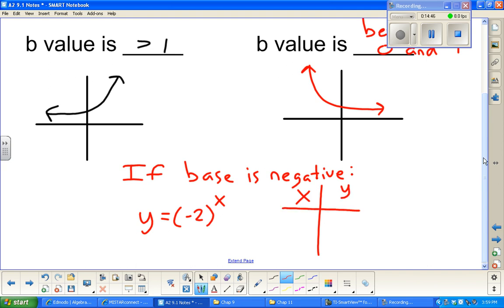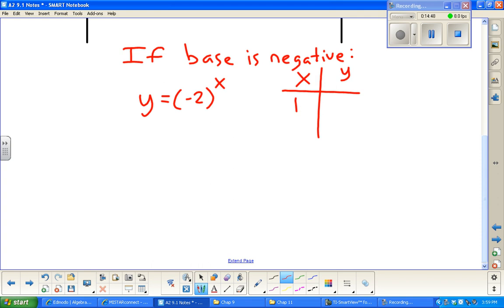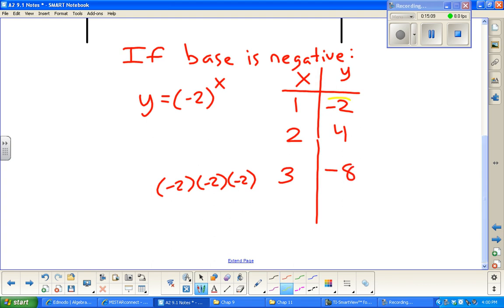So if x were 1, -2 to the first would just be -2. But if x were 2, -2 to the second power, -2 times itself is actually a +4. If x were 3, that would be negative 2 times negative 2 times negative 2. That's going to end up being a negative 8. So these kind of just alternate from positive to negative, and you get this weird looking graph where it kind of jumps around like that, and it doesn't fit this situation. So we're not really going to worry about that. It's not going to show up.